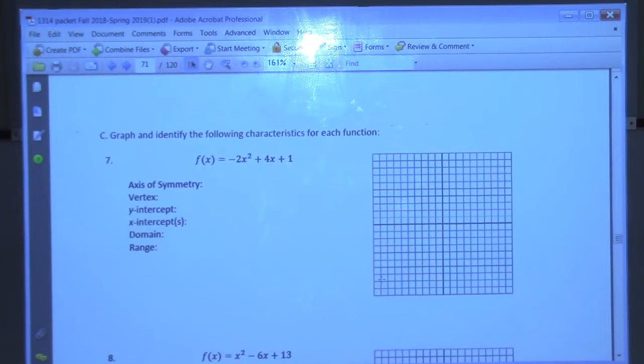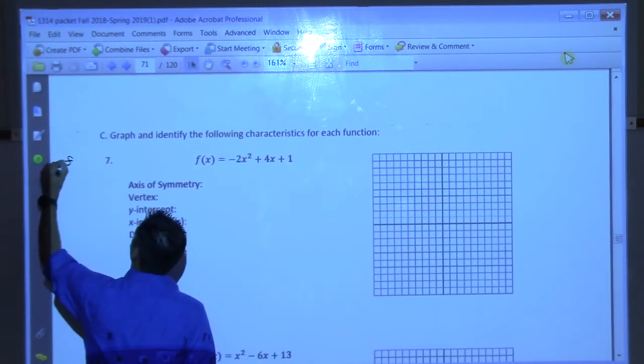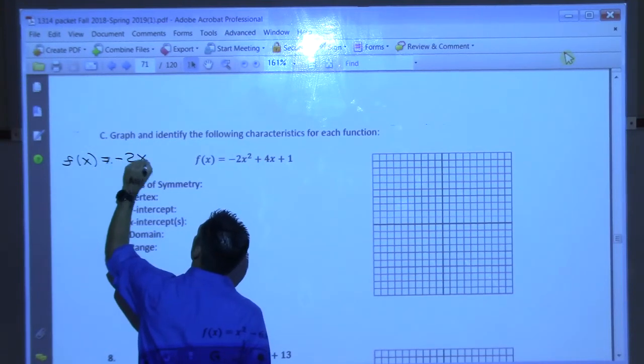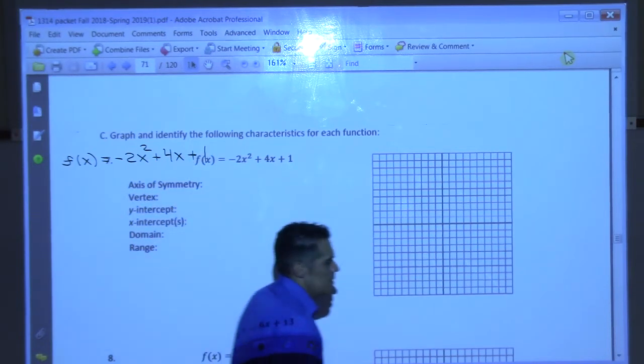Okay. So let's start with this one right here. I'm going to write it down on the board, and then I'm going to just do it on a blank page. I'm going to take all this stuff off. All right.